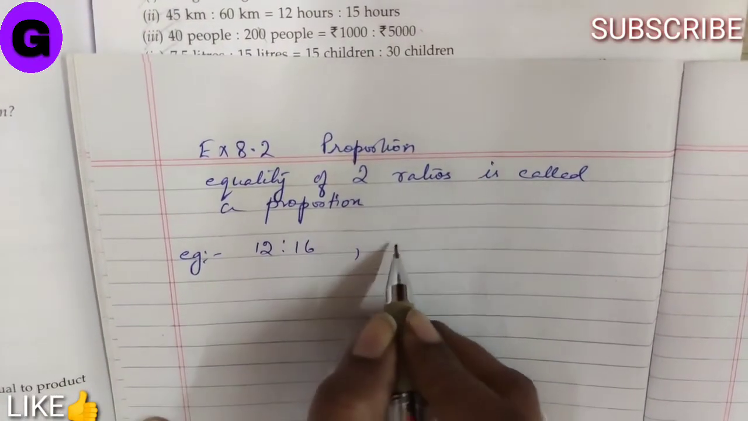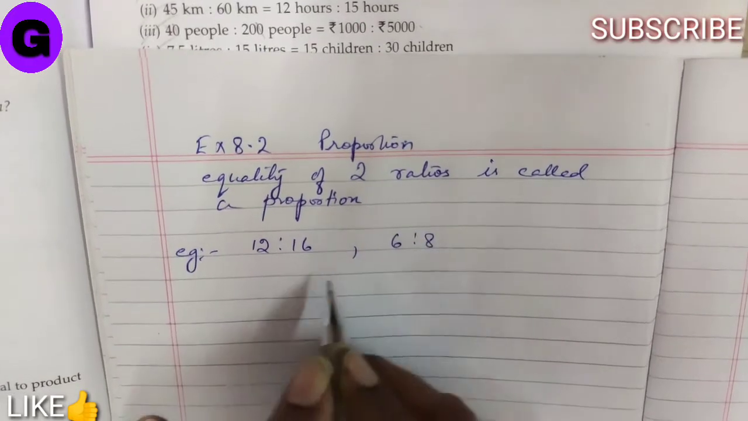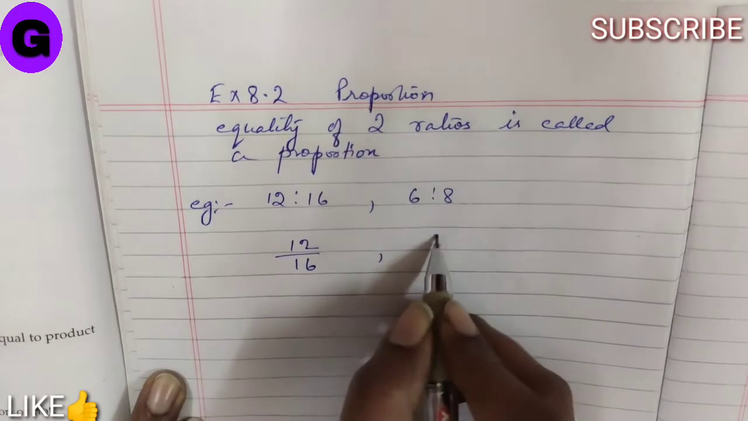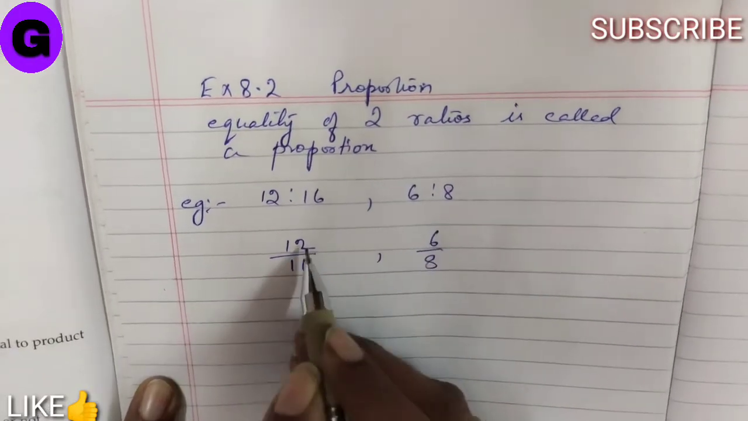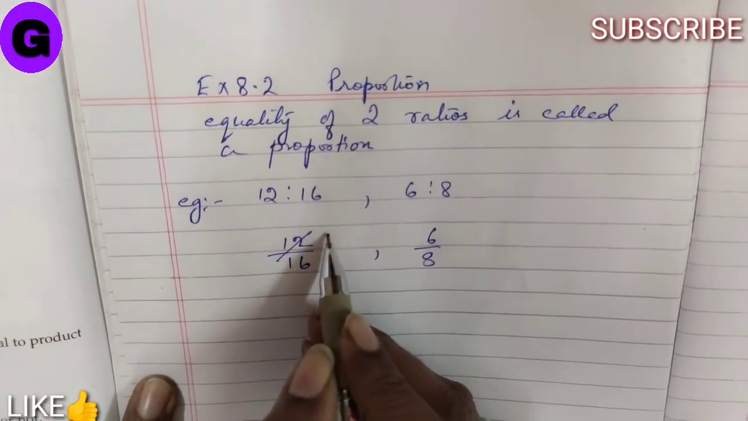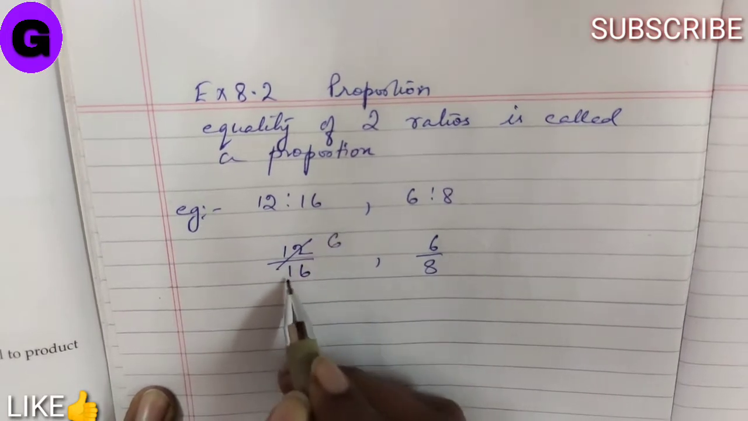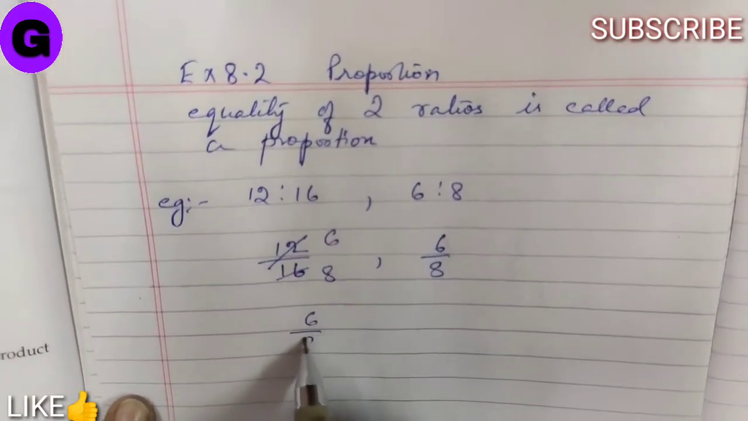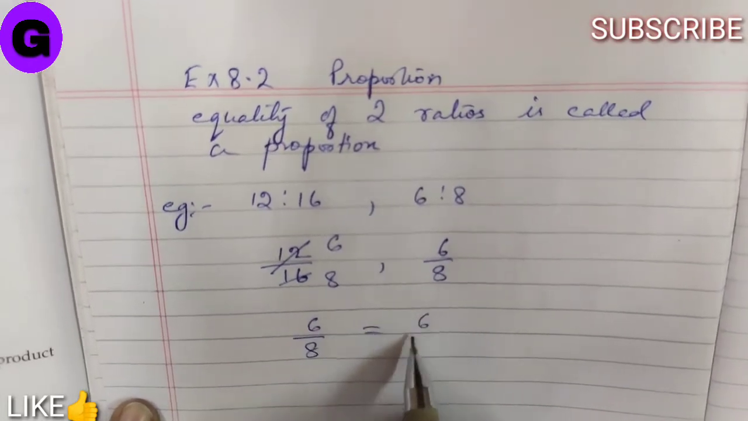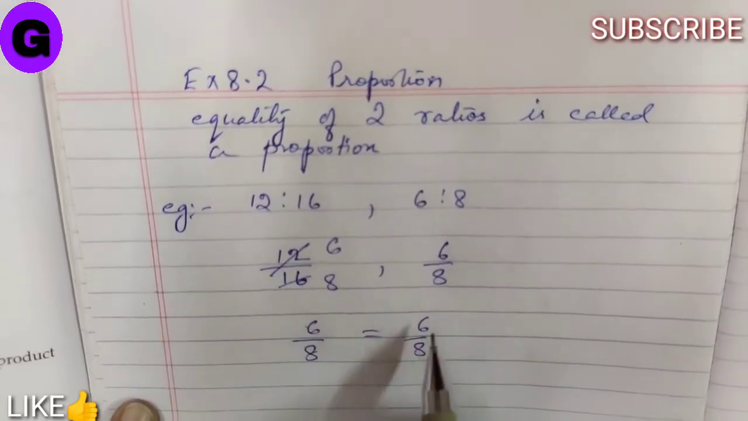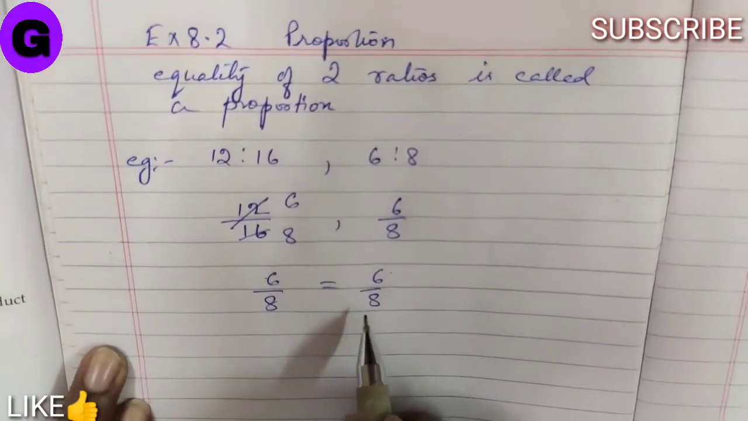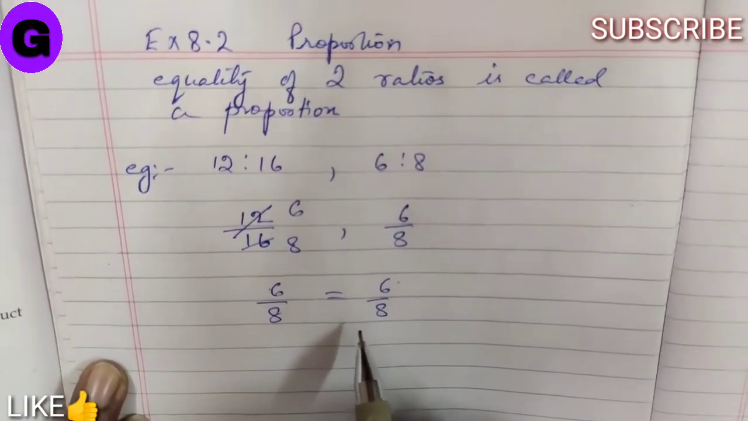12:16 and 6:8. Now let us write this in fraction form. Let us reduce as we have done so. 2 6s are 12, 2 8s are 16. So 6 by 8 is equal to 6 by 8. That means both these two ratios are in proportion. That means they are equal.